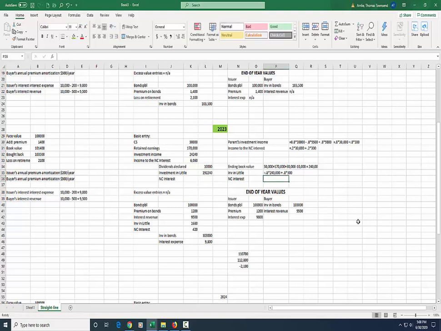The non-controlling interest, same drill. So 20% of the $240,000 plus their share of that $300. So again, 240,300 times 0.2, 48,060, I believe. Just double check real fast, make sure that pans out. Yeah, we're good. Okay.